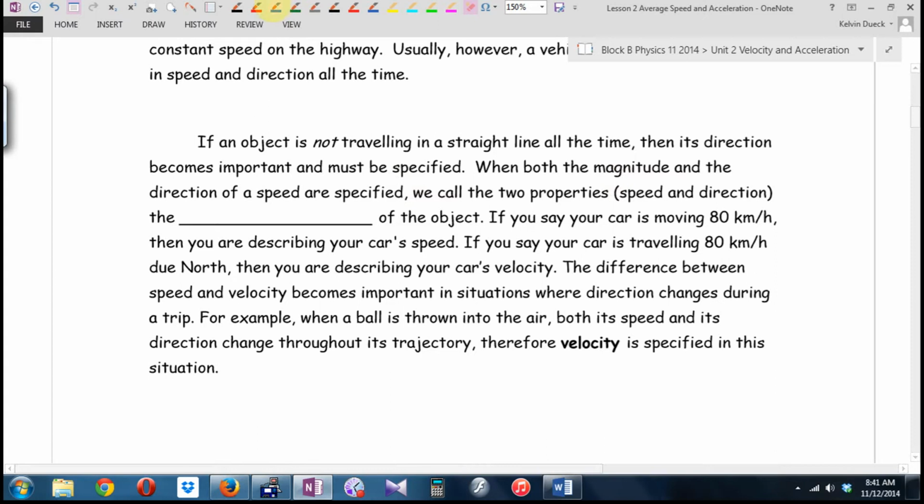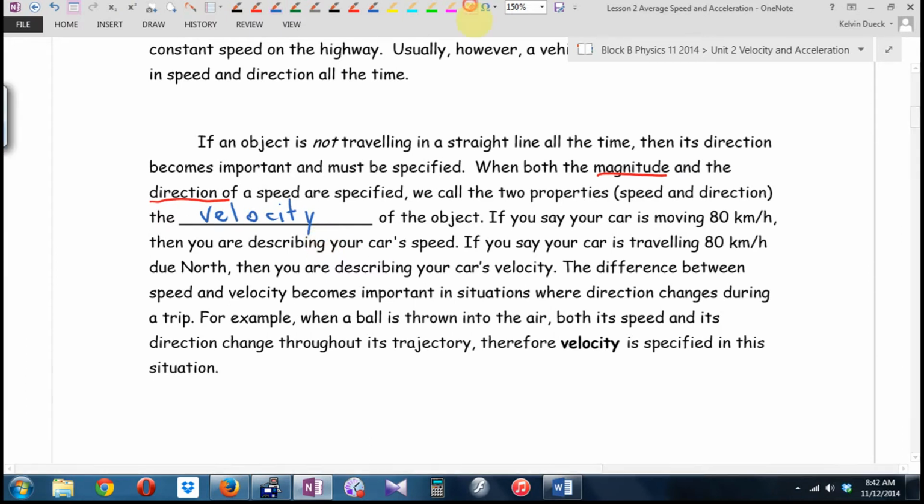When we have both, underline this word, magnitude and direction, we call the two properties, the speed and the direction, the velocity of an object. What's the speed when you're heading out of town? 80 kilometers per hour. What's the velocity? 80 kilometers per hour, 28 degrees north of east, or something like that. I'd need to find that from a compass, or I'll give it to you in the question.